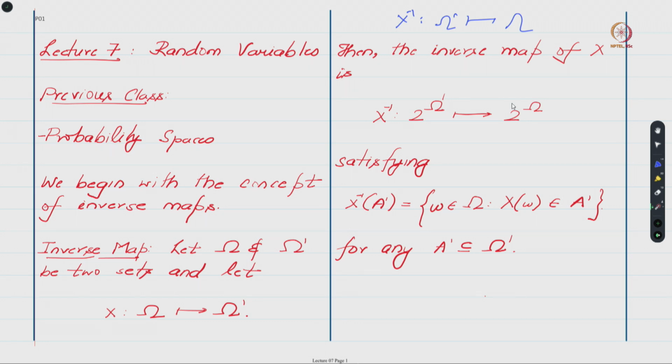Recall, the power set is the collection of all subsets of that set. So this will be the collection of all subsets of omega prime, similarly this would be the collection of all subsets of omega, and so on and so forth, right. So this inverse map takes as input a subset of omega prime and outputs an element which is a subset of omega, right. So with this description in mind, what is x inverse of A prime? X inverse takes a subset of omega prime and maps it to this collection. X inverse of A prime is the collection of all little omegas in capital Omega such that x of omega is in A prime. Is this okay? And this definition holds true for any subset of omega prime. So this is how we define the inverse map, right.